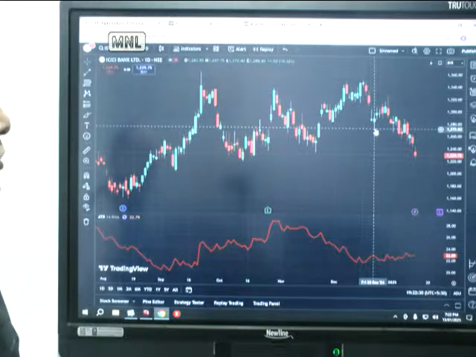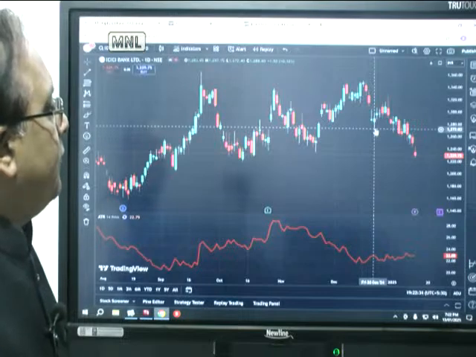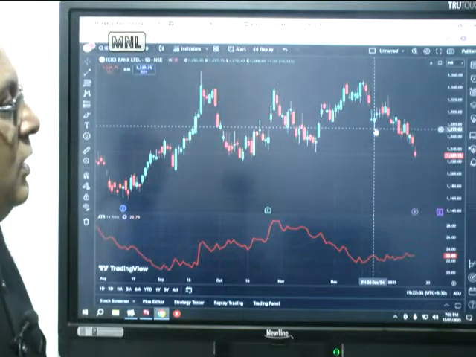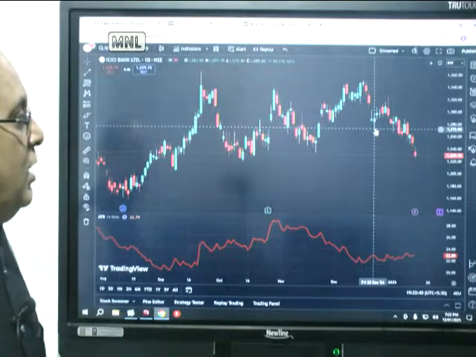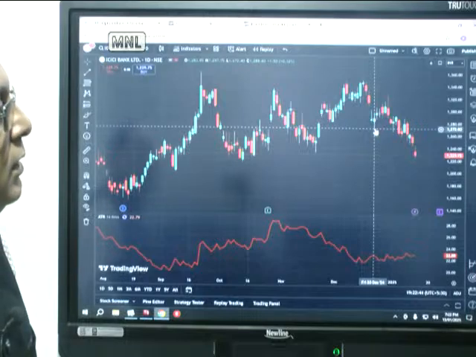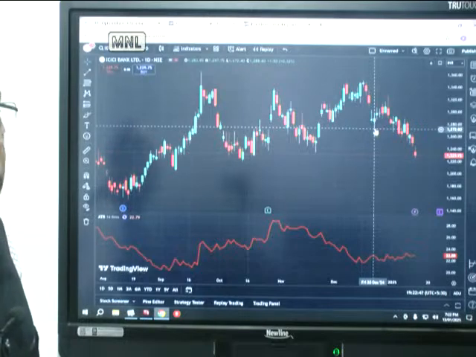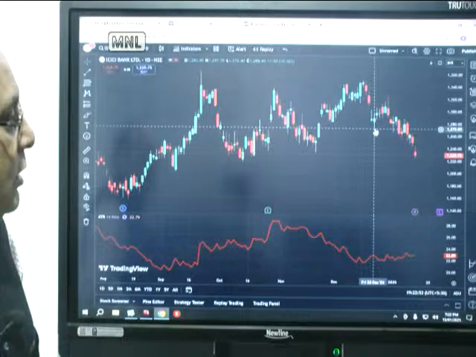So it needs to clear 1275, 1280. It has to clear before we can get again on the long side of the market. So right now we are still hoping for a better thing, but we are not very sure whether ICICI will again start becoming bullish till such time it drops down to some much lower level.